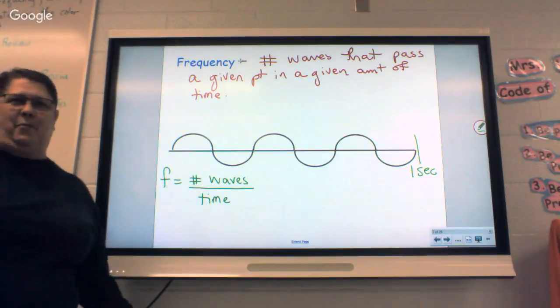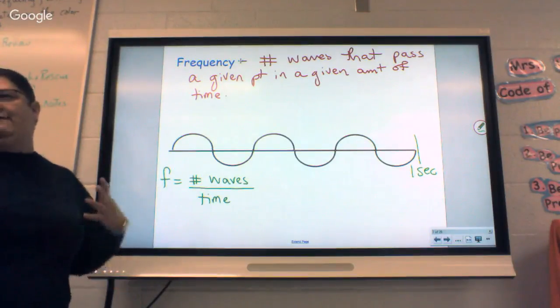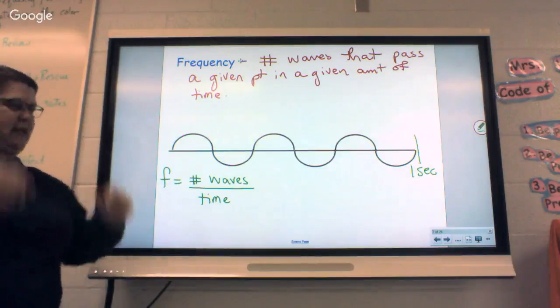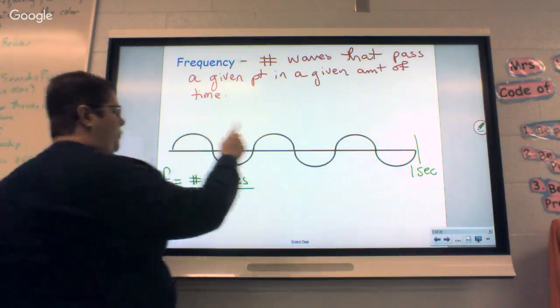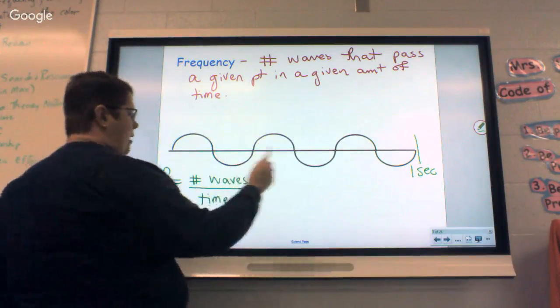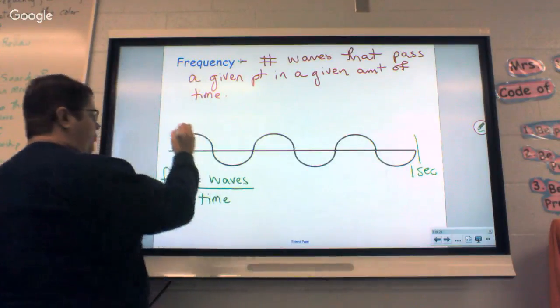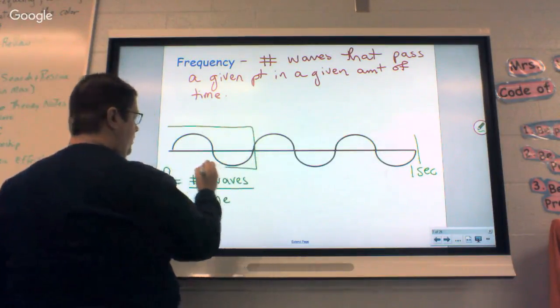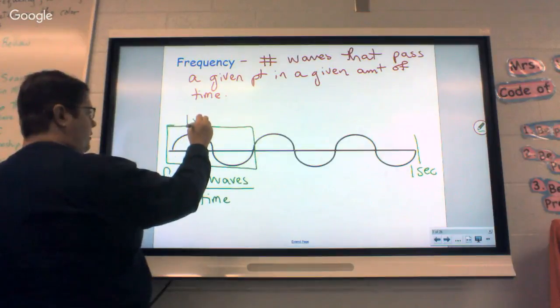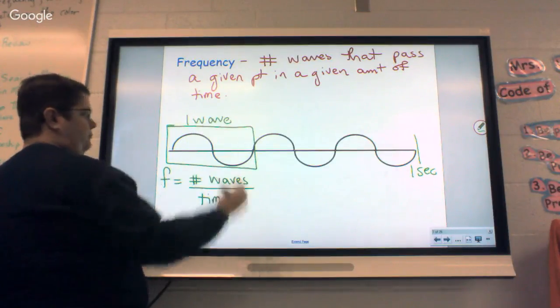Well, the first thing you need to know is what makes up a wave. What do you have to make up a wave? A crest and a trough. So, I have how many crests and how many troughs? So, this would be one wave.